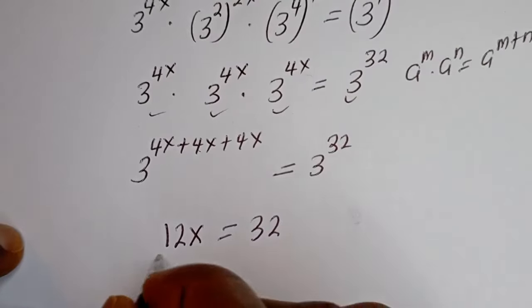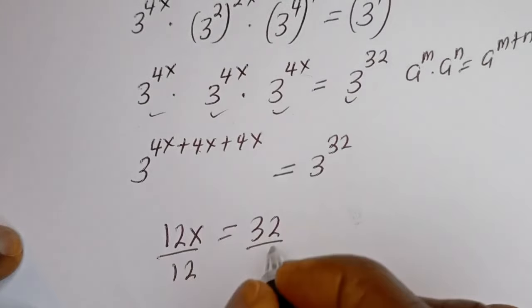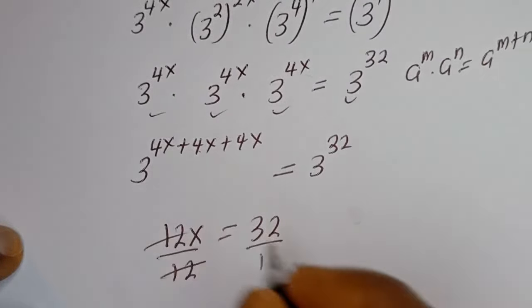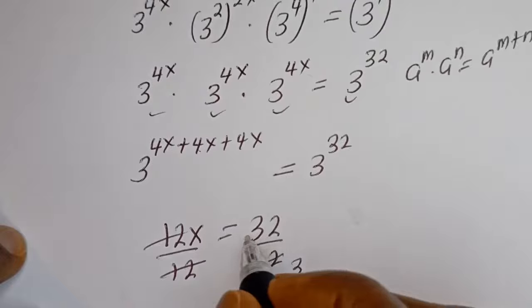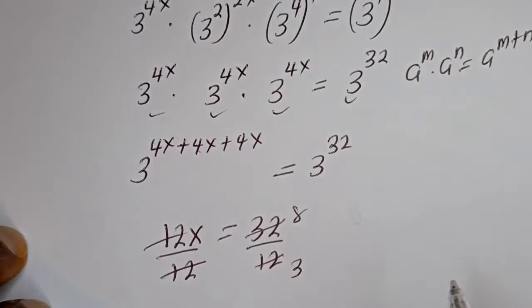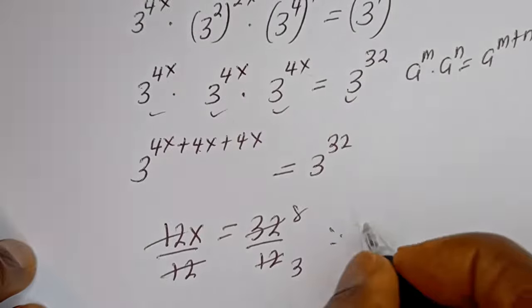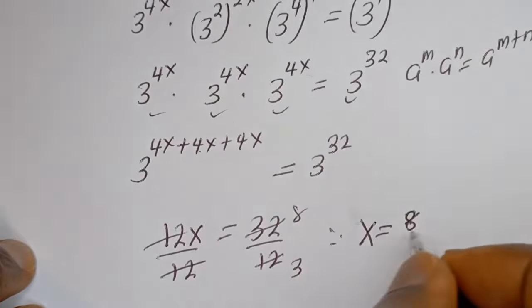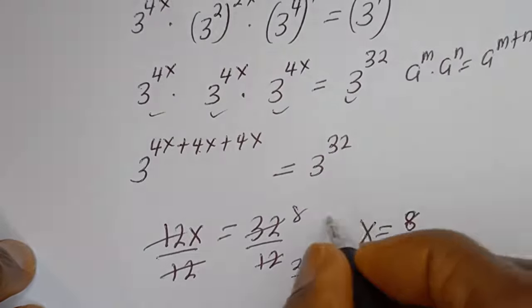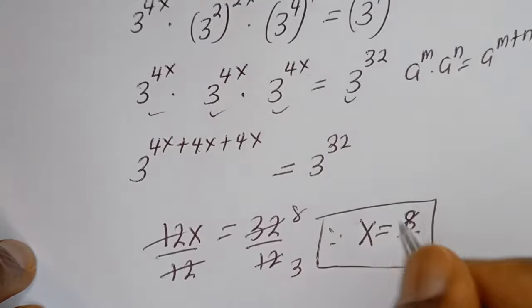Now let's divide both sides by 12. Divided by 12. This will cancel this. 4 here, 3. Then 4 here, 8. Therefore, x is equal to 8 over 3, and this is the final answer.